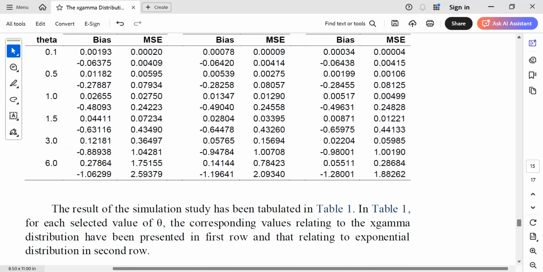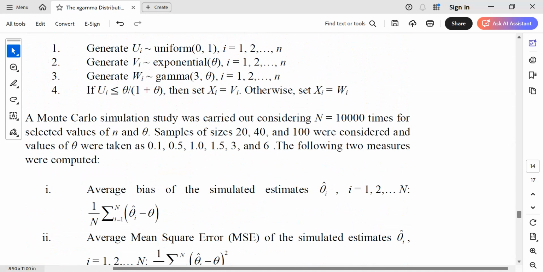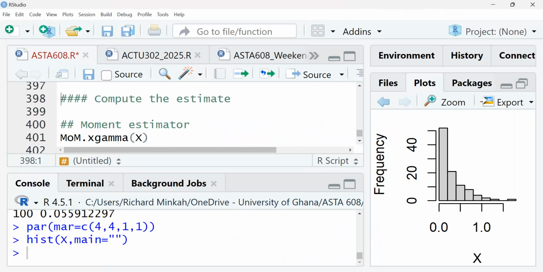S gamma. But what I want us to do is to be able to compare maximum likelihood and what? The moment estimator, which does best. In this case, because we know the value, we can do it several times and find the bias and find the MSE, and then we can conclude on which one is the best. Is everybody okay with this? Okay.